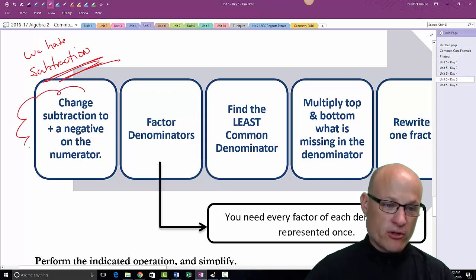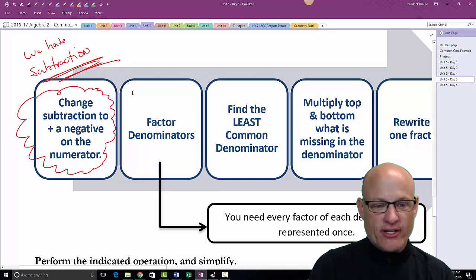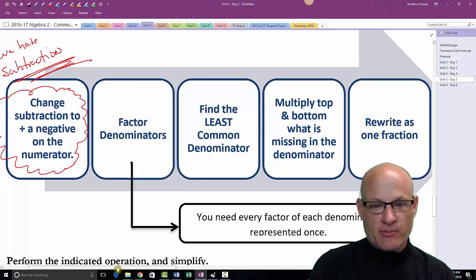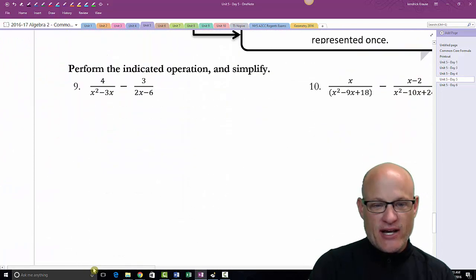So the first thing we're going to do is get rid of the fact that we have a subtraction. We're going to change it to a positive, and we're going to move that negative forward. And then you'll notice the rest of the steps are going to be the same. Simplify. So let's see how this is going to look.